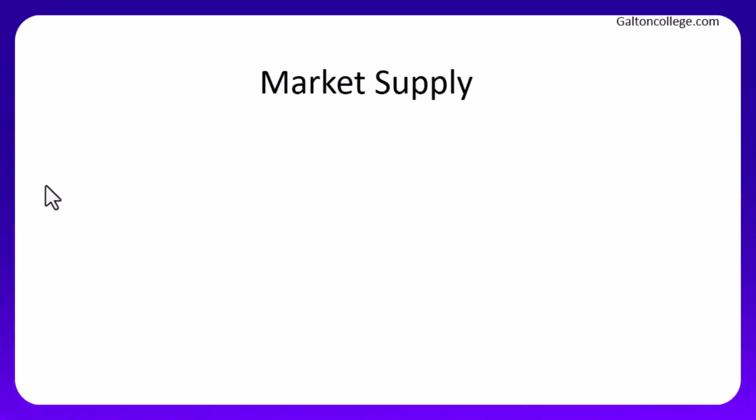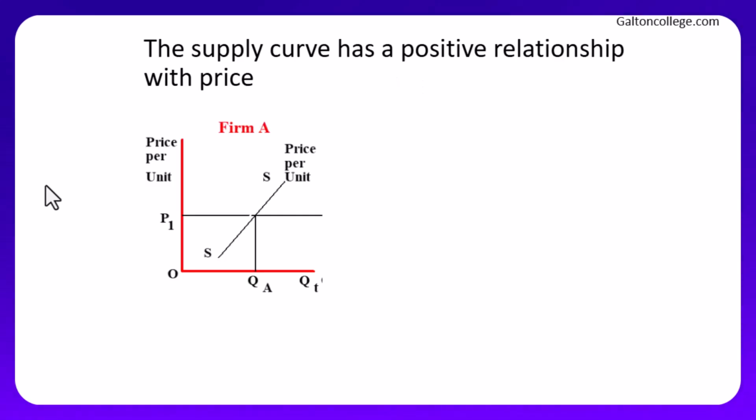Now the market supply. Well, the supply has a positive relationship with price. At least that's what we assume. That as the price rises, producers will put more on the market. As the price rises, it becomes more profitable, so they're more interested in supplying the good. So the supply curve is upward sloping.